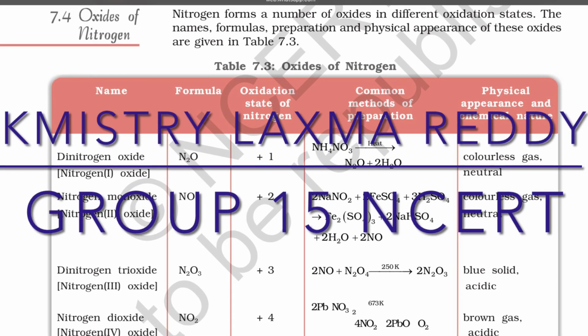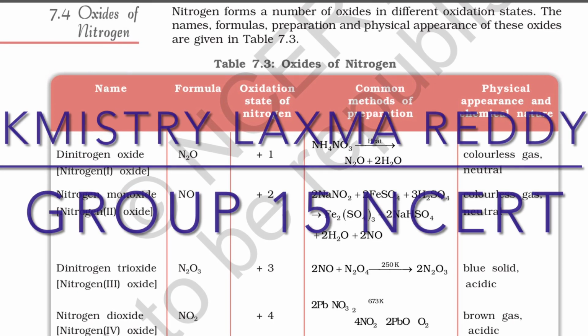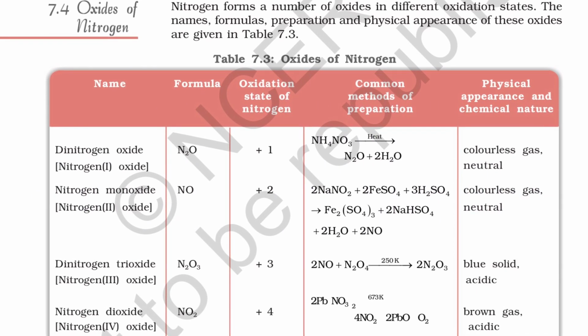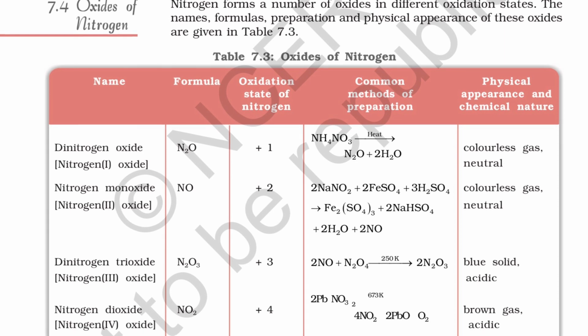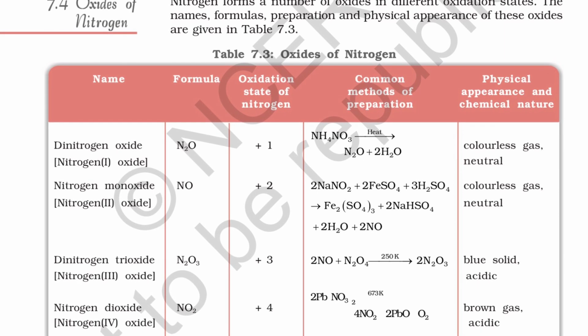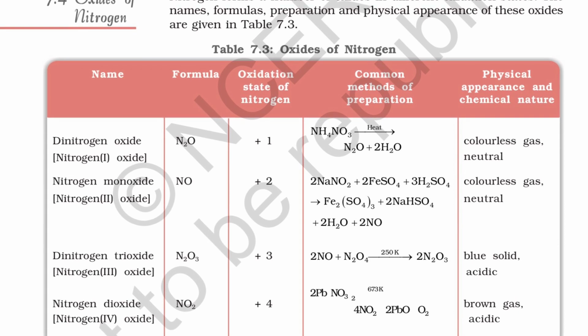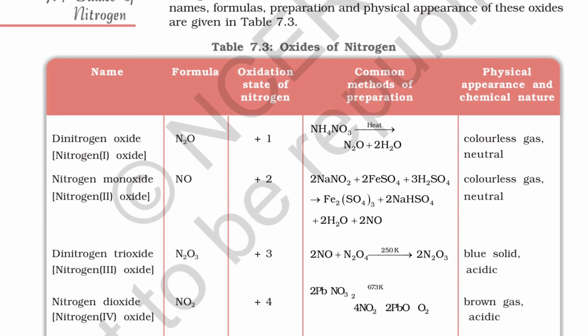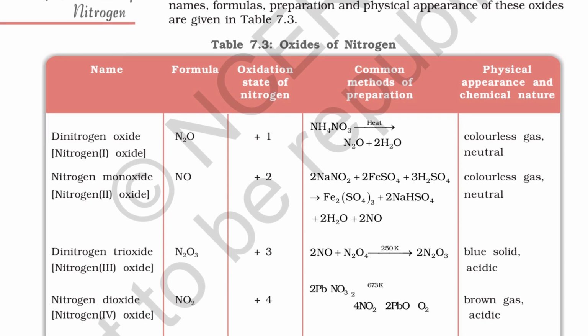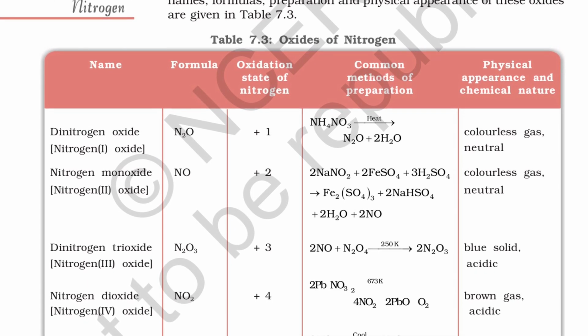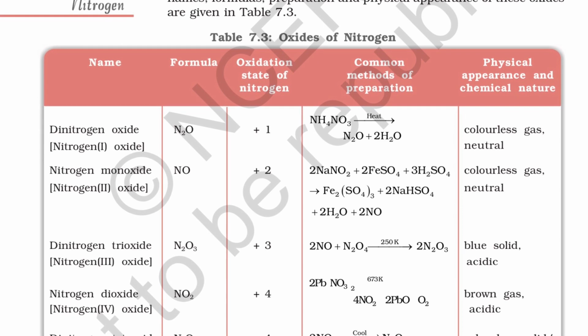Oxides of nitrogen. Nitrogen forms a number of oxides in different oxidation states. The names, formulae, preparation, and physical properties are like this. N2O, dinitrogen oxide, or nitrogen(I) oxide, oxidation state is +1, can be prepared by heating NH4NO3. It's a colorless gas and neutral in nature.